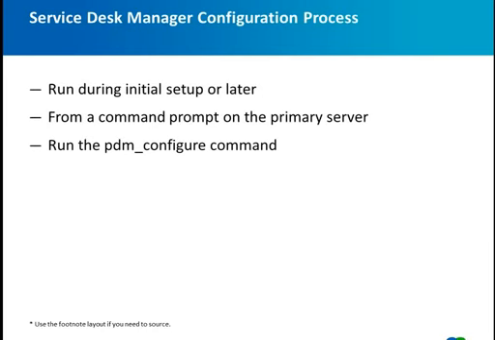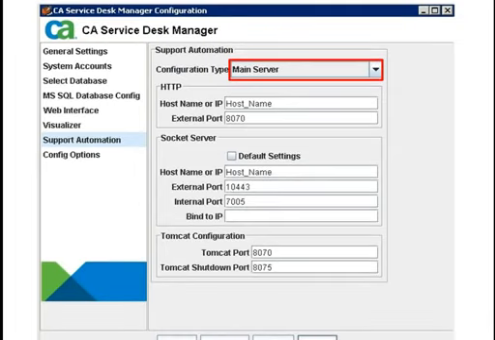During the initial configuration of Service Desk Manager, you are presented with the option to install the Support Automation features. If you decide not to install the settings on the initial configuration, you may install Support Automation at any time by running the Service Desk Manager configuration process again. This involves running the command pdm-configure, which can be launched from the command prompt, or from the Start menu. You'll notice the first option provides various options for Support Automation configuration types.